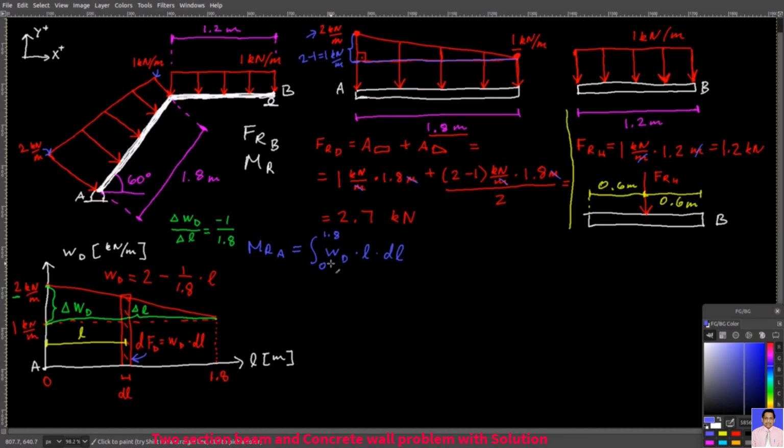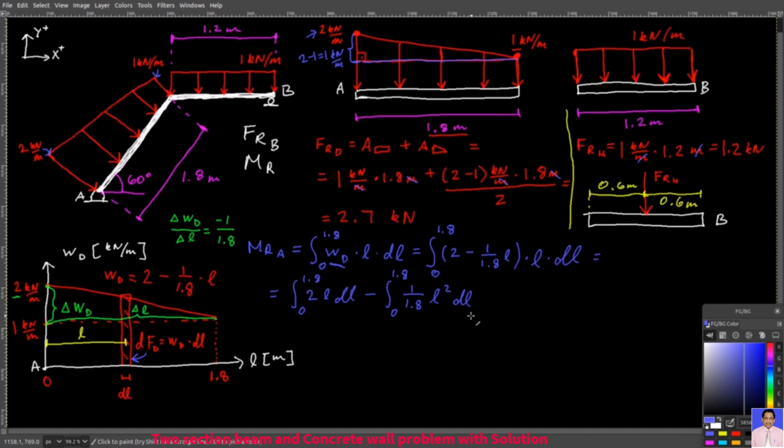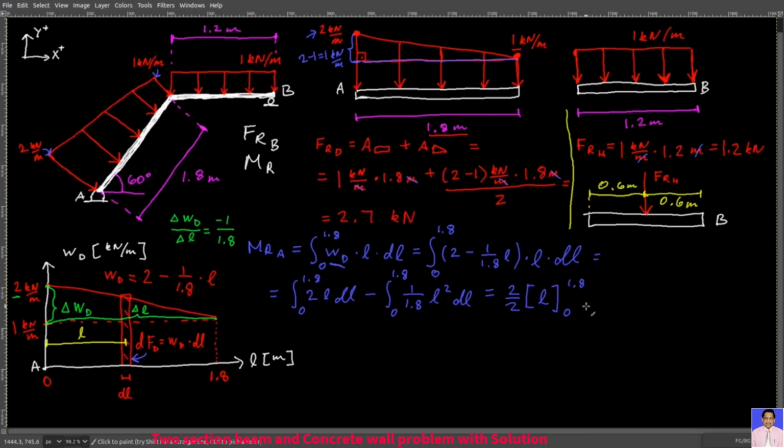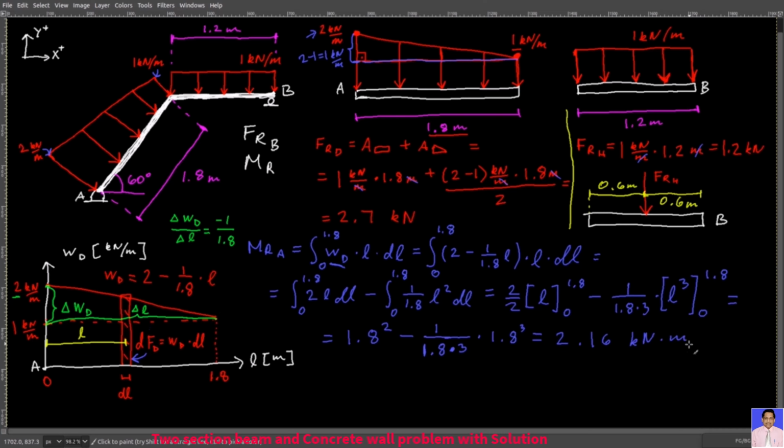And so now that you know this WD function, you will write the integral from 0 till 1.8 of WD times L times dL. You can also open the parentheses and then rewrite the integral like this. Then this is the first term, then this is the second term, and then in the end you will have this result, which will give you 2.16 kilonewton meters. That's the moment about point A due to this trapezoidal force distribution.